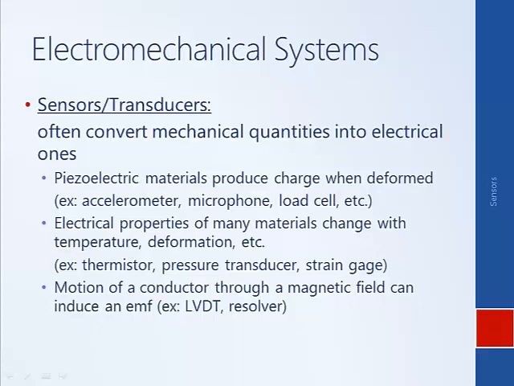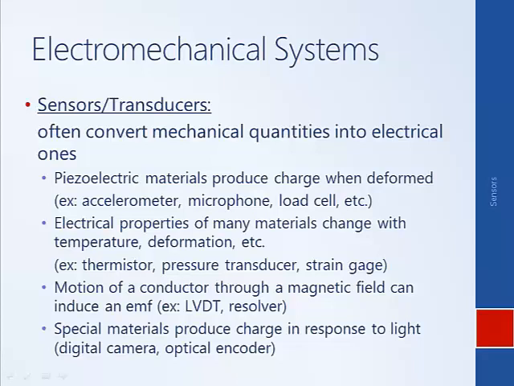Other sensors rely on electromagnetic induction. That is, the motion of a conductor through a magnetic field can induce an EMF, a voltage. Examples of these include LVDTs, linear variable differential transformers, and resolvers. A final class of sensors relies on special materials that produce charge in response to light. This includes optical encoders and digital cameras, consisting of an array of CCD elements, charge-coupled devices.